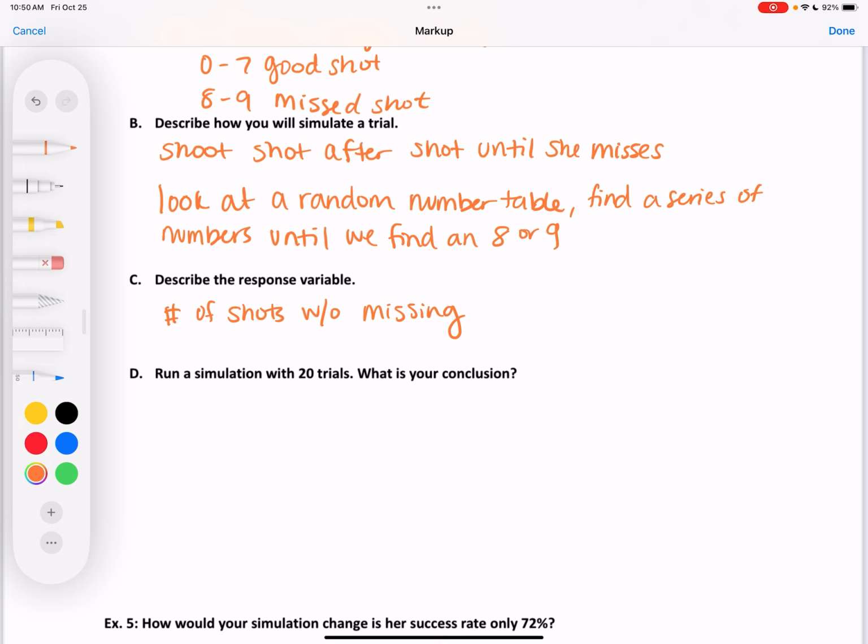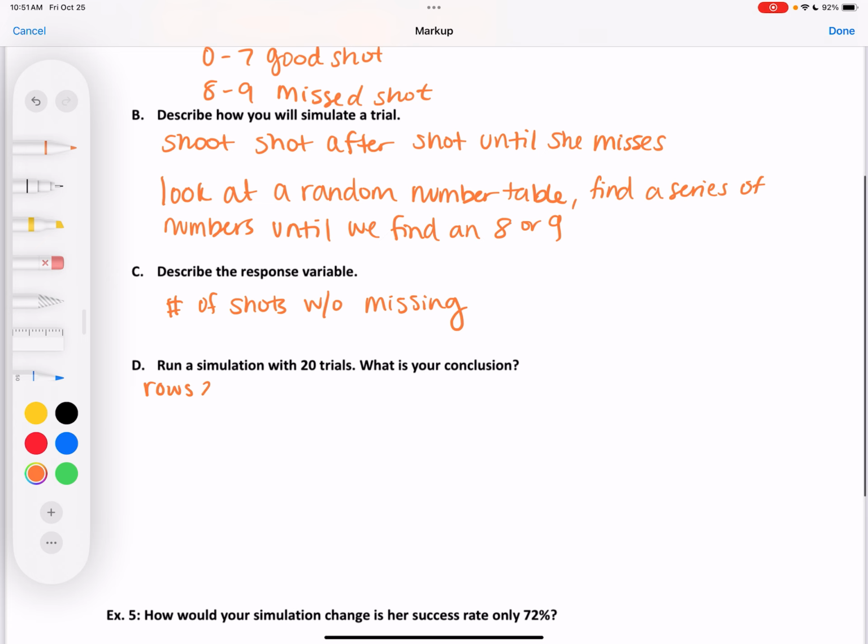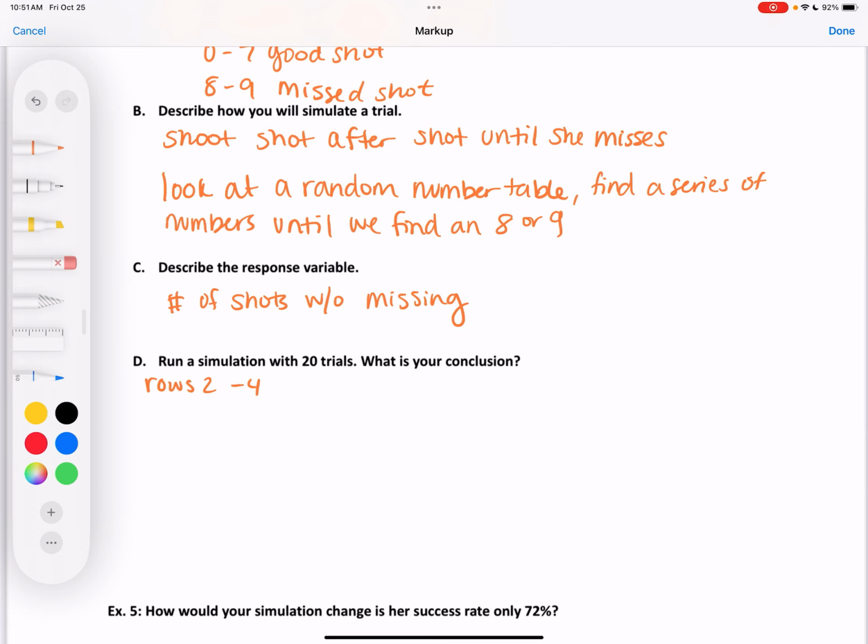So for the sake of this one, we're going to use rows 20 through 40. So I'm going to run 20 trials. So on the random number table, rows 20 through 40, or I guess it's technically 21 through 40, because that would be a total of 20 trials, right?